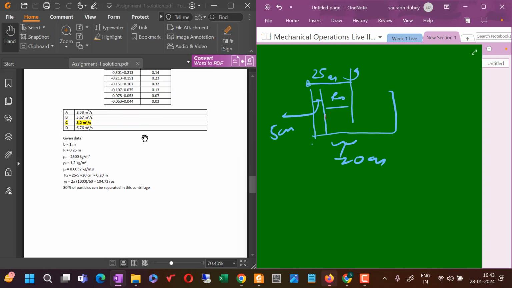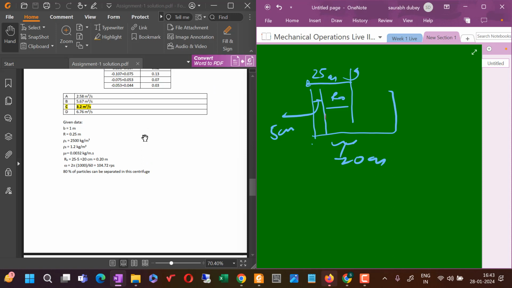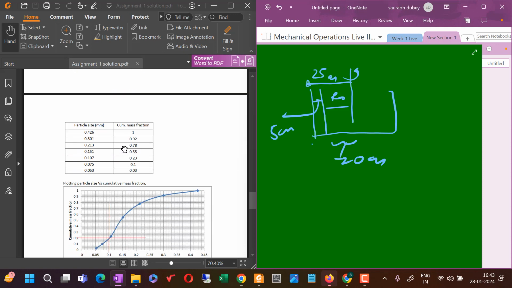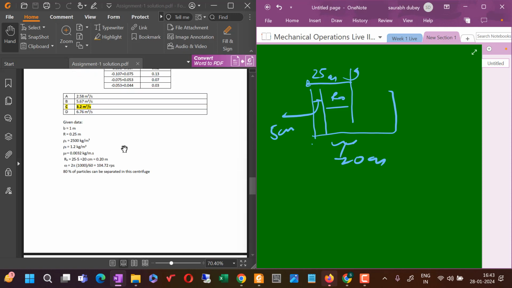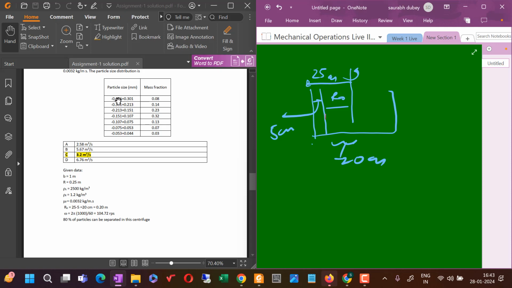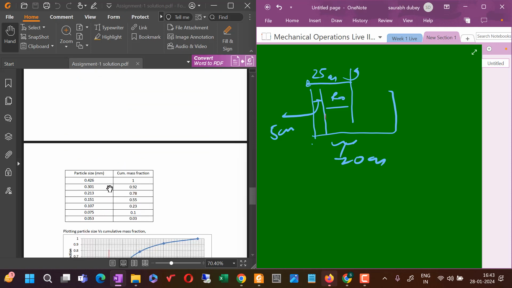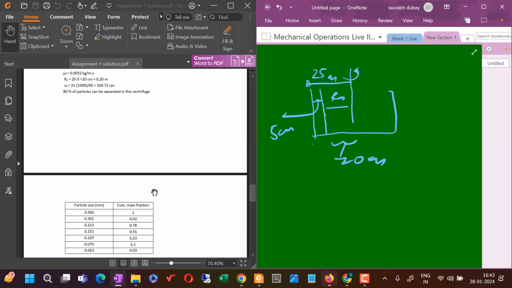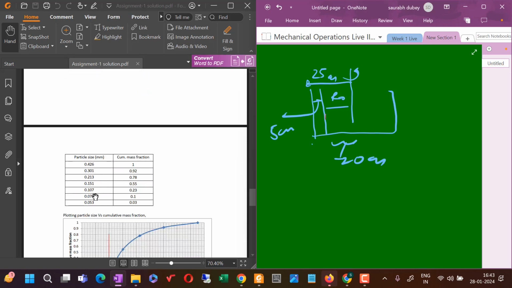And 80% of the particles can be separated in this centrifuge. So they have converted to revolutions per second in order to make sure that the units are consistent. So these are the largest particles, which will correspond to one, and if it is a very small particle, it is like 0.03.